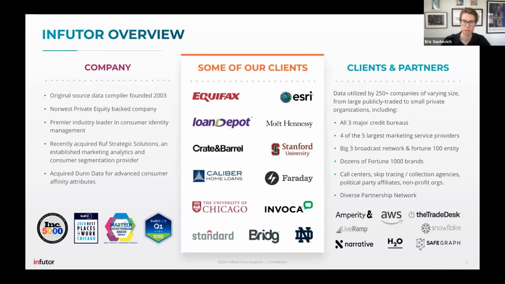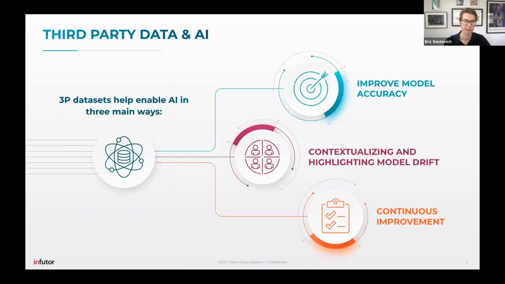A couple partners in particular, both AWS and Snowflake. We're happy to be early adopters and participants in their data marketplaces, both of whom are speaking after me. And then of course, H2O. Full disclosure, we're a happy customer of H2O, building a bunch of our models out of H2O, but also really happy to be partnered with them, and I'll certainly talk more about H2O throughout this presentation.